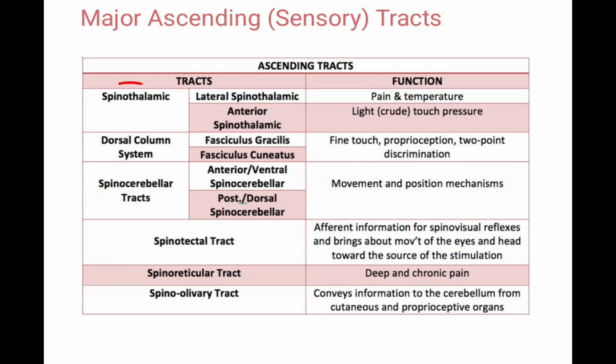We have the spinothalamic tract, which is divided into a lateral spinothalamic and an anterior spinothalamic. The lateral spinothalamic is for pain and temperature sensation. Please don't forget this information. Lateral spinothalamic, pain and temperature sensation. Anterior spinothalamic, light or crude touch and pressure. If you can, write it down, get a notebook, write this information down.